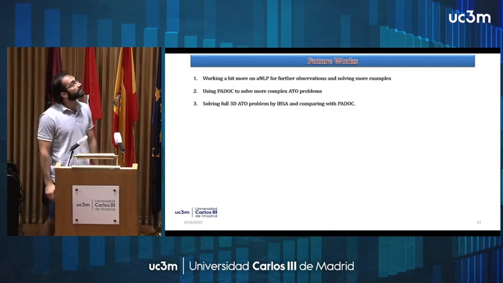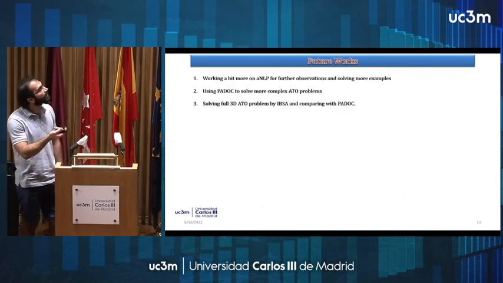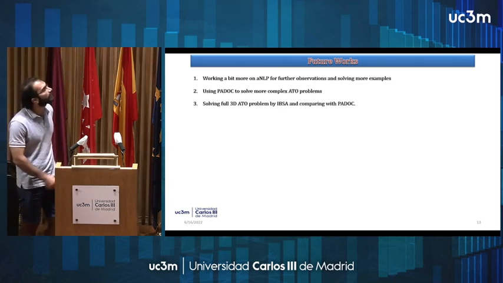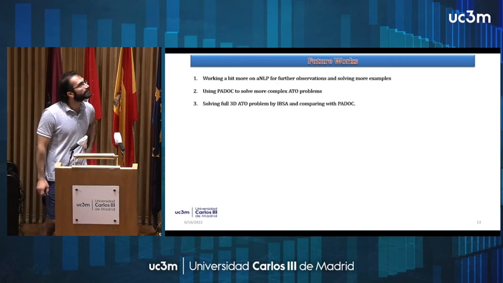The future work is to continue working with the algorithms that we have already proposed and to eventually solve the full 3D ATO by IPSA and compare it with Paduk.